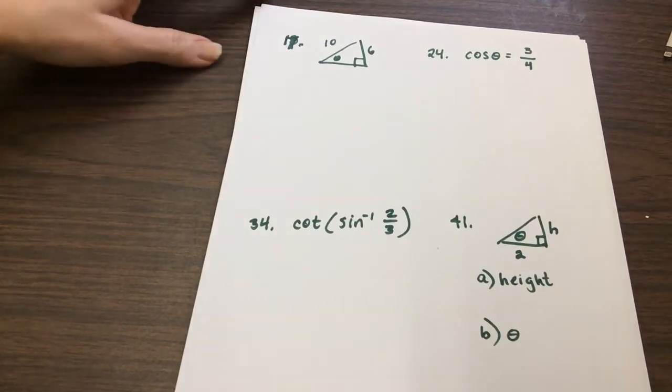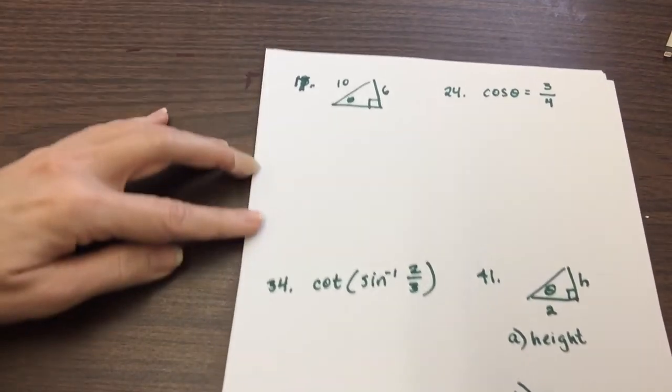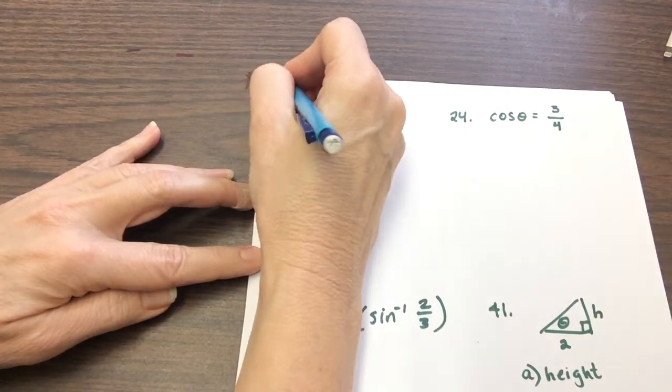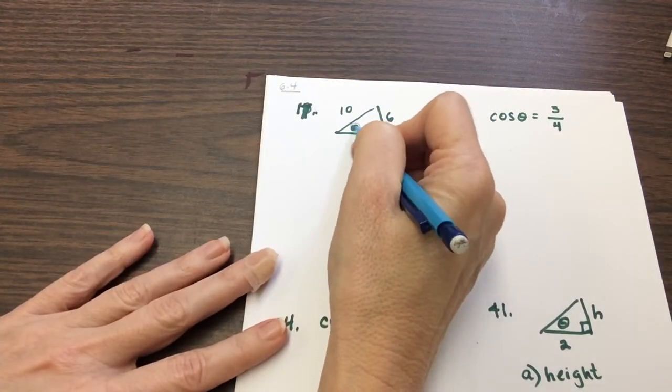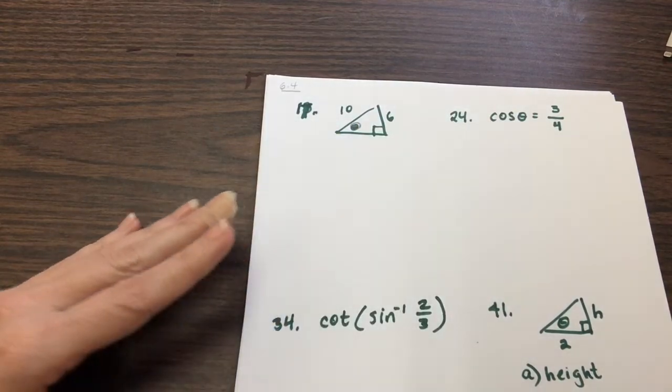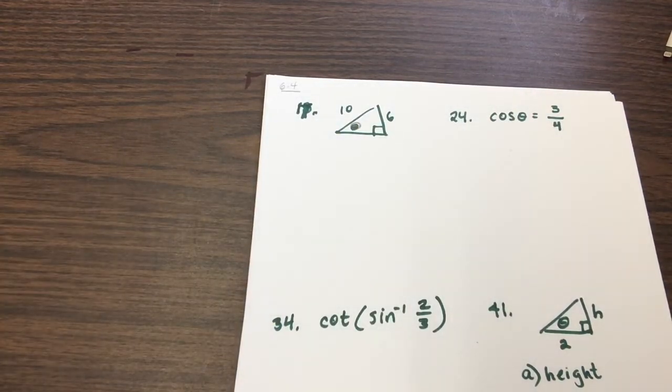All right, so 17, and this is all from 6.4. Number 17 asks me to find theta, and I know those are always blurry because I write them so little with a big fat marker. But if I'm looking for theta, if I'm looking for an angle, I've got to use my inverse trig function. I'm not looking for an exact value. I'm looking for the angle that gives me that exact value.